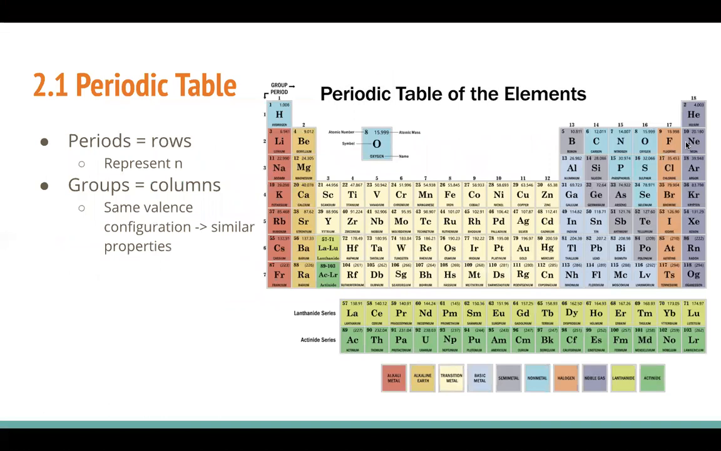So this is the periodic table. I think everybody is familiar with this. Periods are rows, groups are columns. Columns have the same number of valence electrons, so they have similar properties.